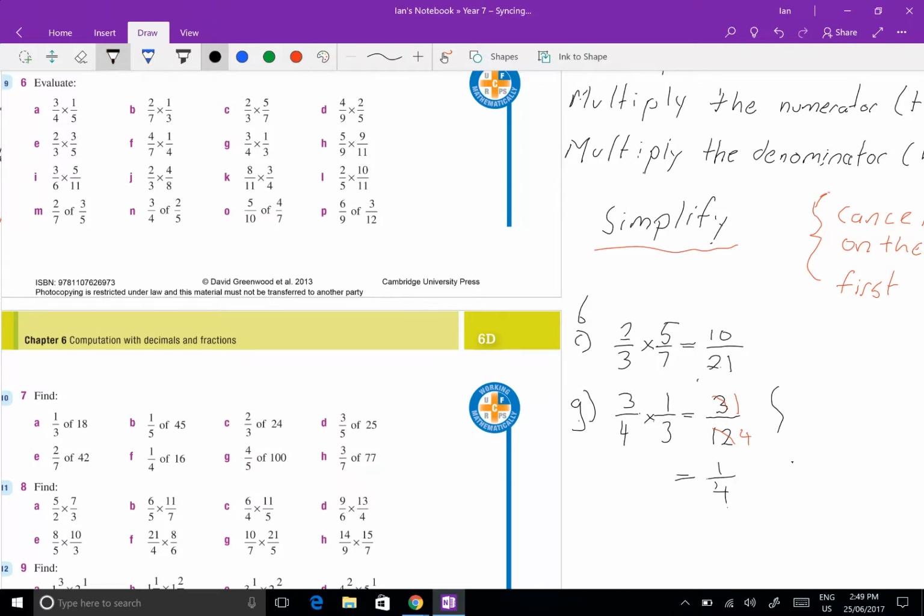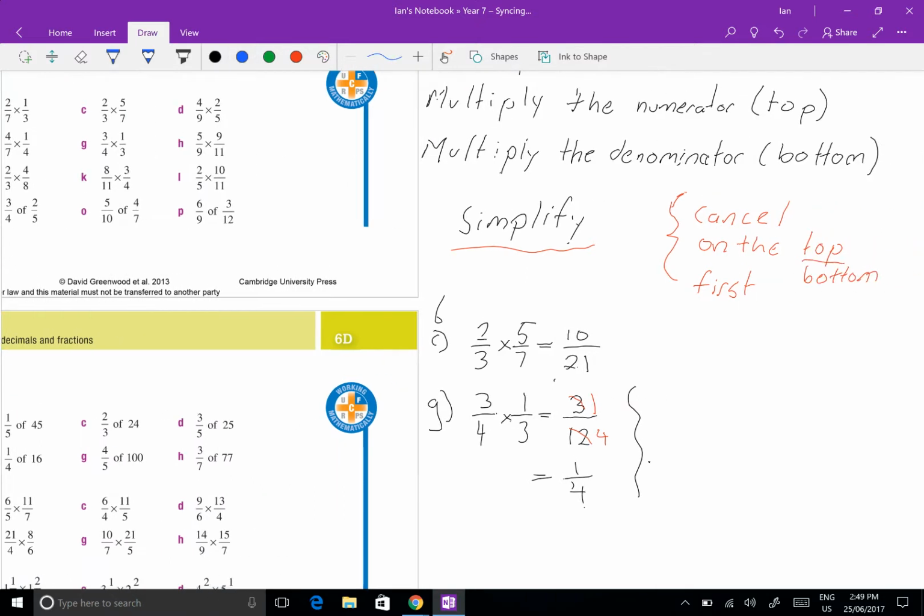Now this is where people who can cancel are better off. Watch this. This is so cool. 3 on 4 times 1 on 3. Now, you have to be very, very careful here. This only works when everything is multiplied. You can only cancel when things are multiplied, both top and bottom. And everything has to be multiplied to be able to cancel.